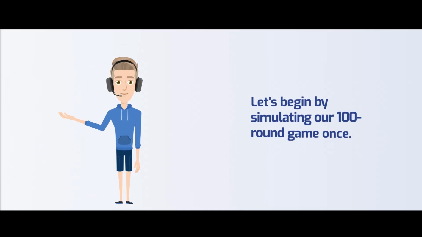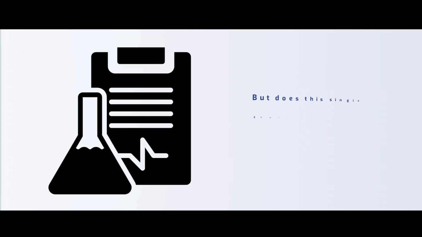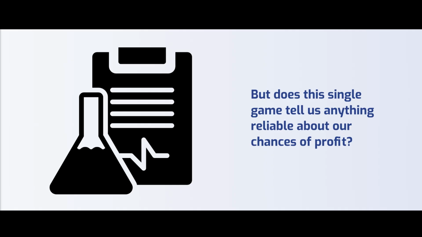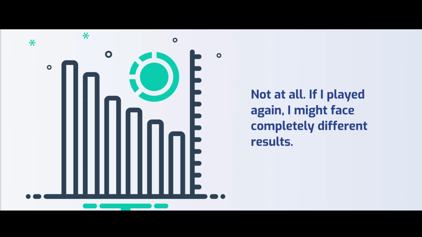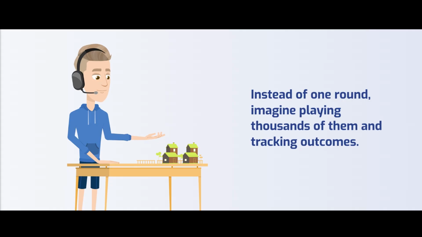Let's begin by simulating our 100-round game once. After 100 flips, let's say I end up with 53 wins and 47 losses, resulting in a profit of $6. But does this single game tell us anything reliable about our chances of profit? Not at all. If I played again, I might face completely different results. This randomness clouds the big picture, which leads us back to the strength of Monte Carlo simulation. Instead of one round, imagine playing thousands of them and tracking outcomes.